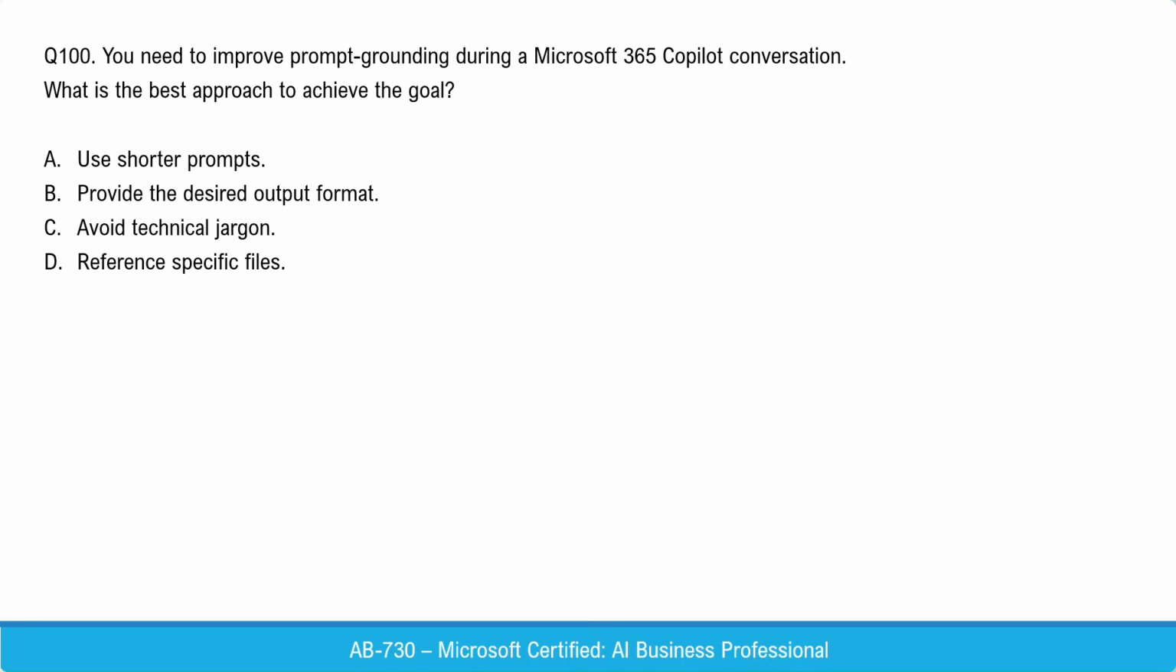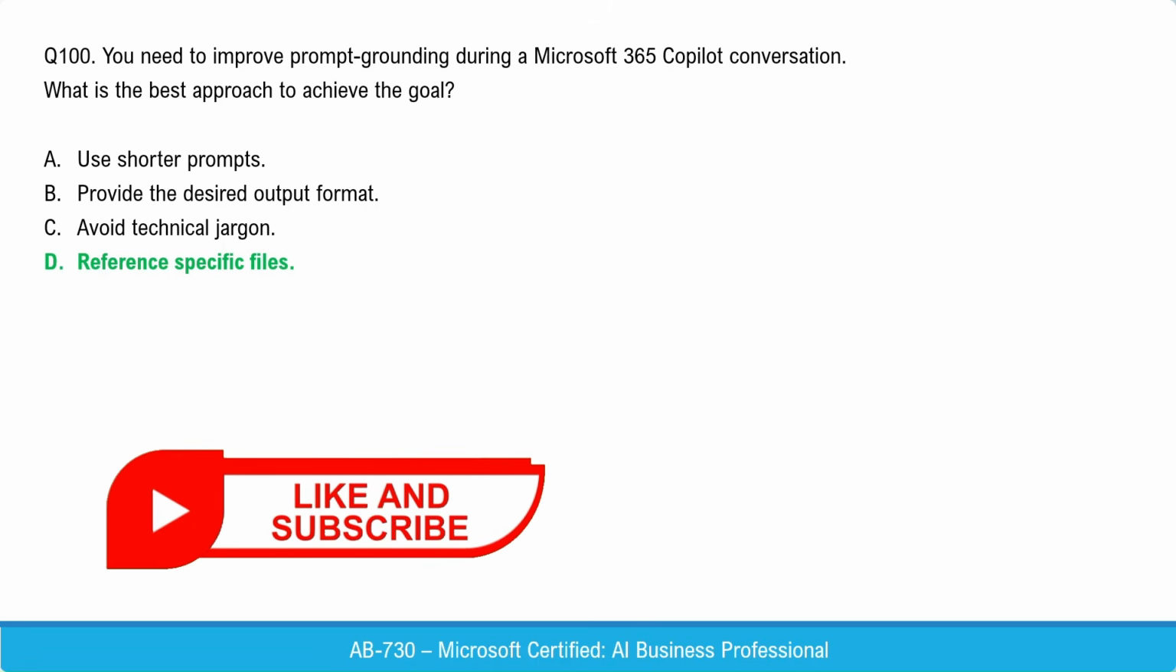Next question. You need to improve prompt grounding during a Copilot conversation. What is the best approach to achieve the goal? Your options are use shorter prompts, provide the desired output format, avoid technical jargon, or reference specific files. The correct answer is reference specific files. Let's understand why.